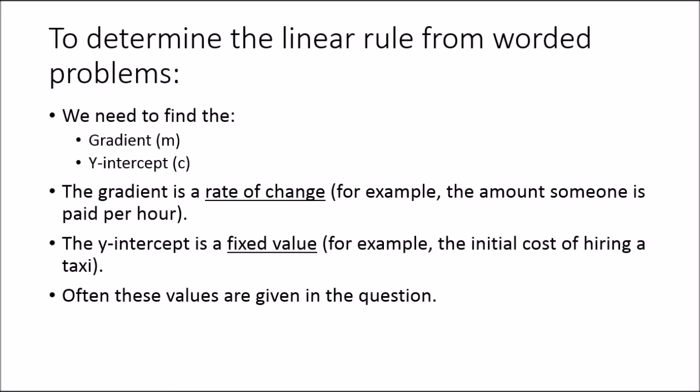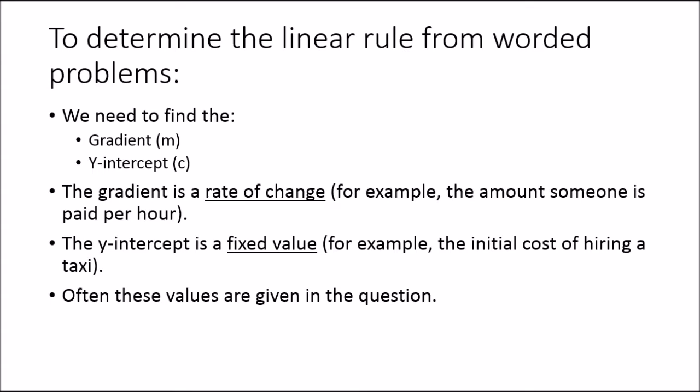Any time that you get something that is changing over time, the really obvious examples are how much someone is paid per hour, or hiring a taxi, so how much it costs per kilometre, or when you hire lots of other things that are per hour or per day. So pretty much anything where there is a rate of something per something, you know that you're looking at the gradient. Now the y-intercept is a fixed value, so it doesn't matter how many days you hire something for or how many hours or whatever, this value is always a constant.